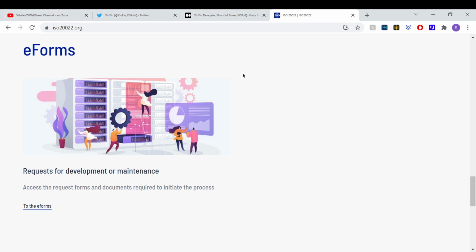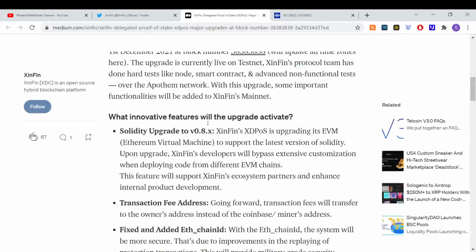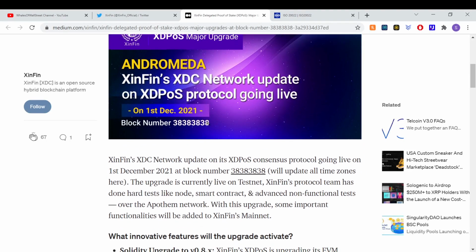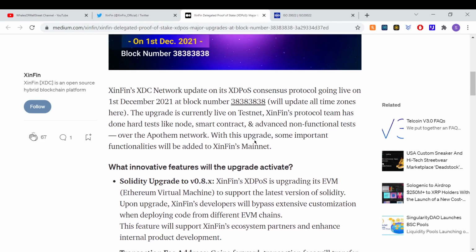But it ties in really with the aspect of this as well. So we have the Andromeda update on the XDC network on the 1st of December. This is the block number that is going to be integrated. It's amazing how they can determine the exact block.